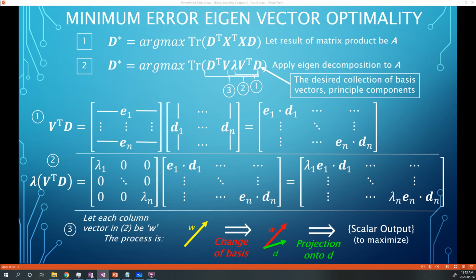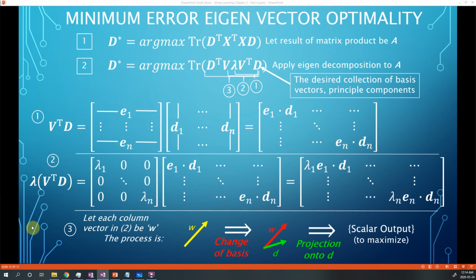So this is the mathematical proof that for this error minimization approach, as well as the variance maximization approach, the eigenvectors of the matrix formed by the data correlation form the optimal basis for principal component analysis.